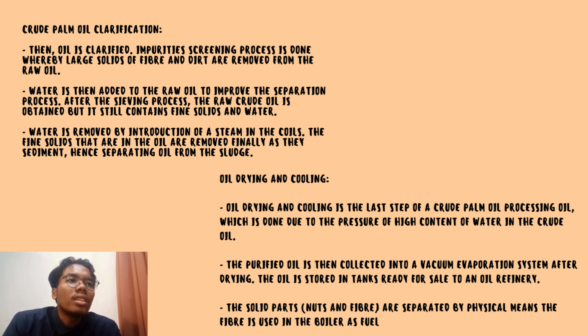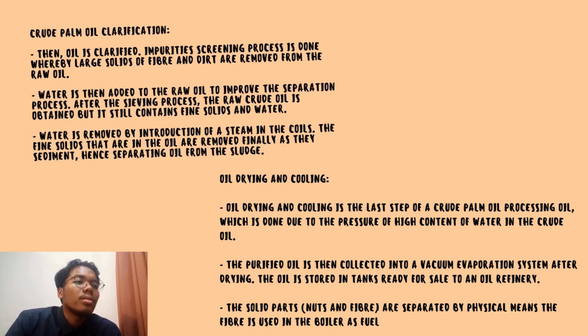Last is oil drying and cooling. Oil drying and cooling is the last step of crude palm oil processing, which is done due to the presence of high water content in the crude oil. The purified oil is then collected into a vacuum evaporation system after drying. The oil is stored in tanks ready for sale to an oil refinery. The solid parts, which are nuts and fiber, are separated by physical means. The fiber is used in the boiler as fuel.